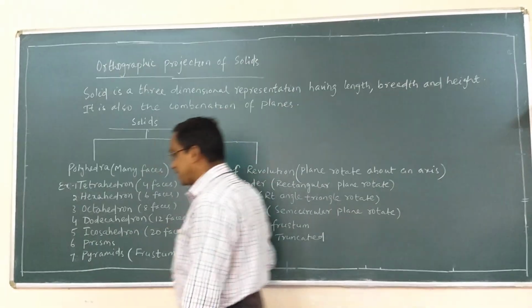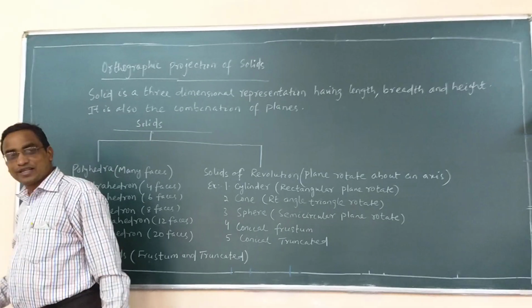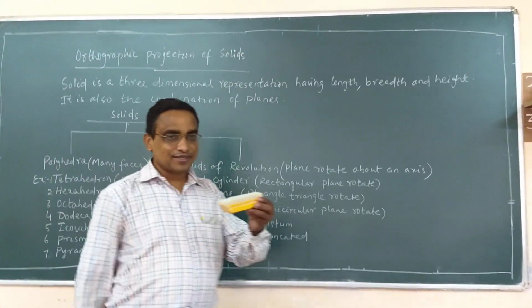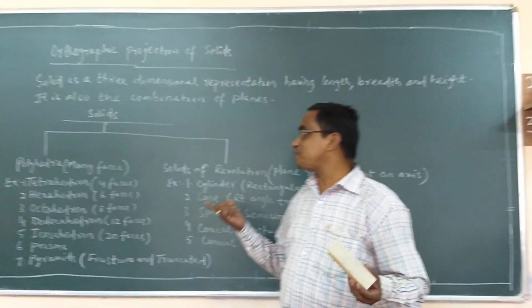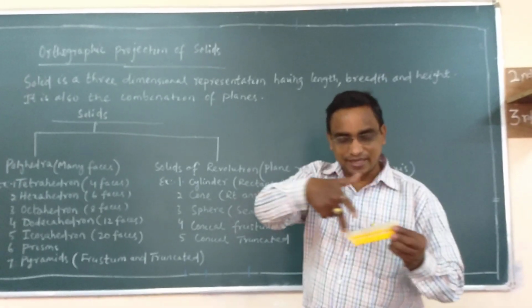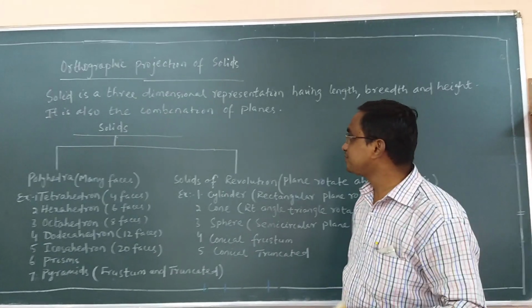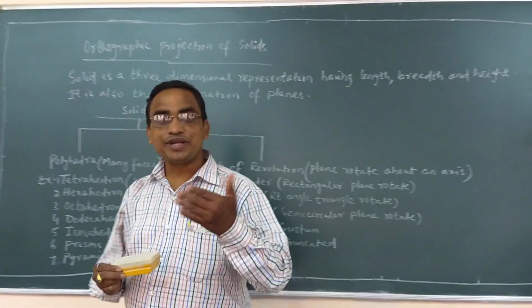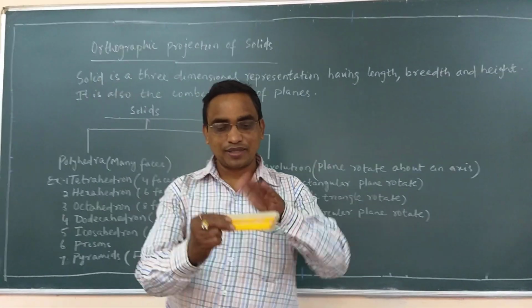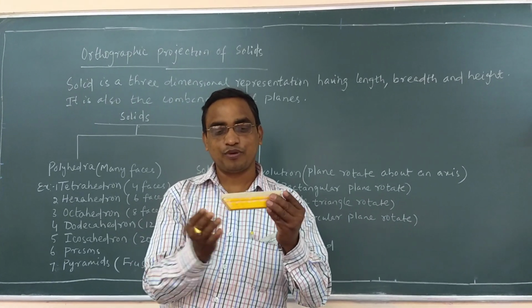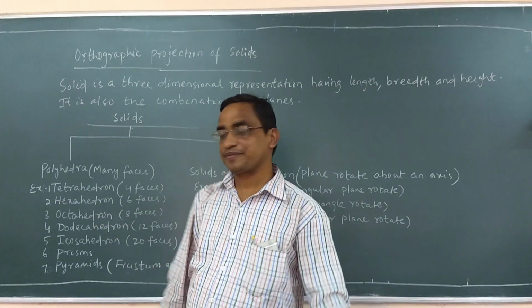Orthographic projection of solids. What is a solid? Just you mark, a solid is a three-dimensional representation, meaning having length, breadth and height. And it is also the combination of planes: plane 1, plane 2, 3, 4, 5 and 6.